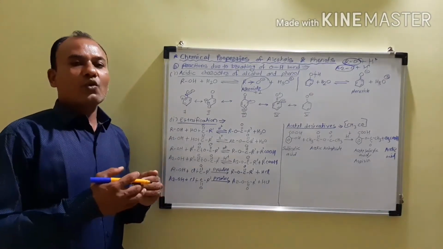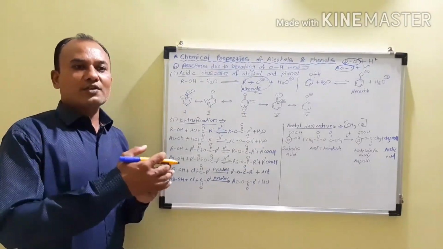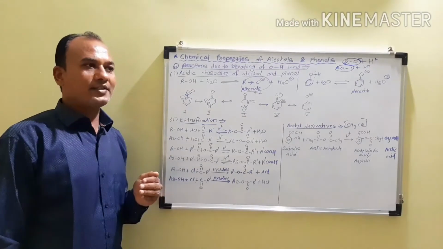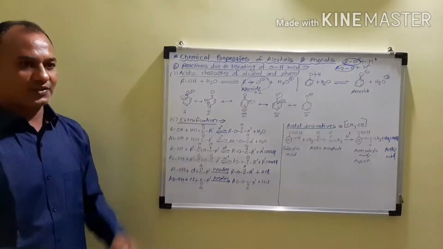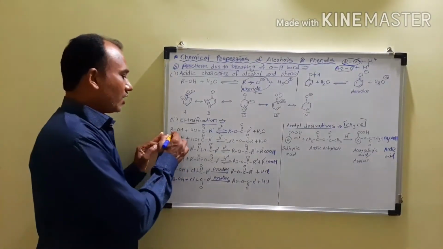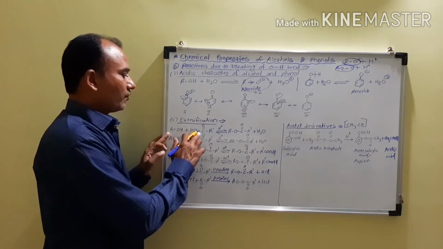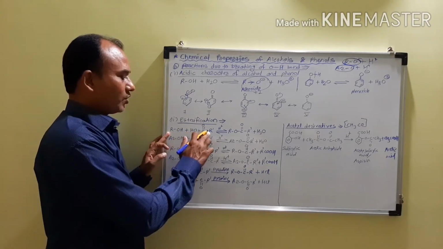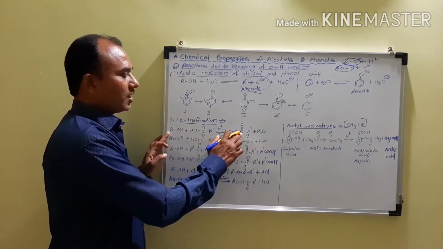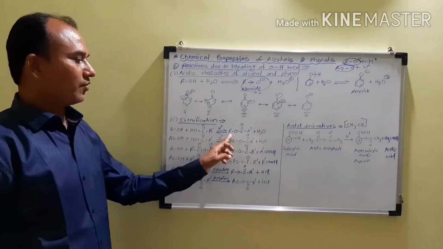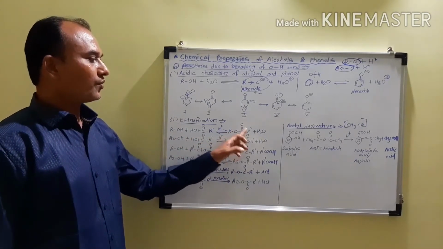Now the conversion of alcohols into the esters by using the carboxylic acid is called esterification. The reaction is ROH, that is the alcohol, when it reacts with the carboxylic acid, it gives the esters. Esters have the formula ROC double bond O R dash.